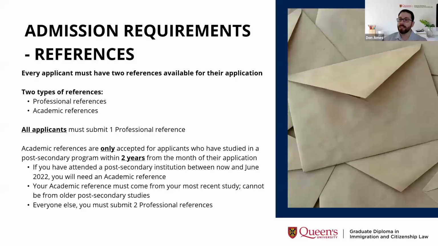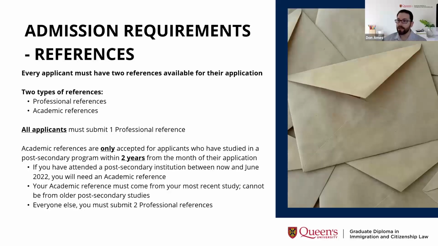That second reference will depend on the type of applicant you are. You will only need to provide an academic reference if you've participated and studied in a post-secondary program within 2 years from the month of application. So we're in July here in 2024. If you've attended a post-secondary institution from July 2022 up until now, your application will need to have 1 professional reference and 1 academic reference.